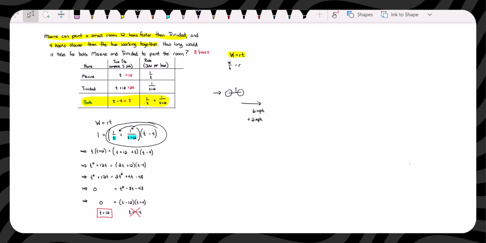But if you create a little table like this, where you have a column dedicated to the time to complete a job and a column dedicated to the rate at which they're working, and the rows being the names, and then a final row being them both working together, you will be fine.